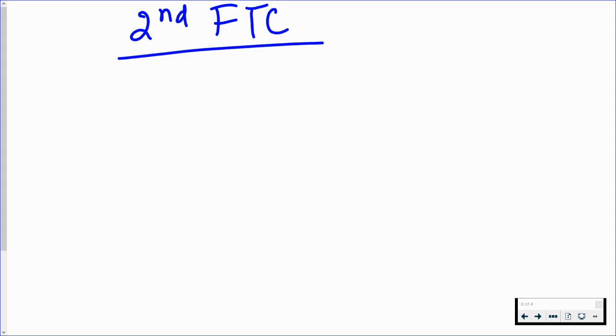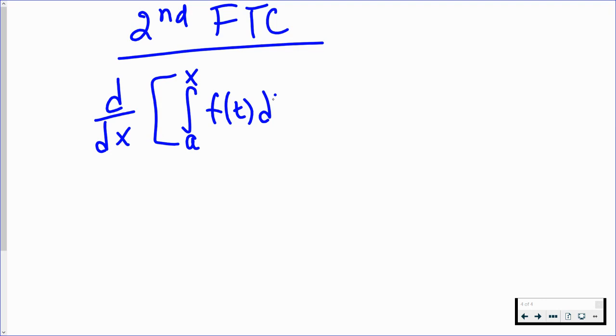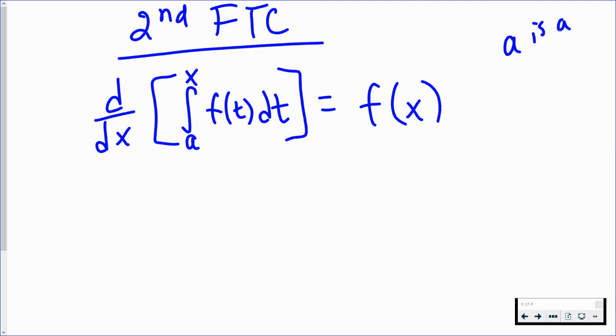So second fundamental theorem of calculus, there's two versions of this. Okay, so I'm going to talk about each one. The derivative of the integral from a to x of f of t dt equals f of x. Okay, so here's what you want to think about. a is just any number. a is a constant. So any number. The integral from any number to x.